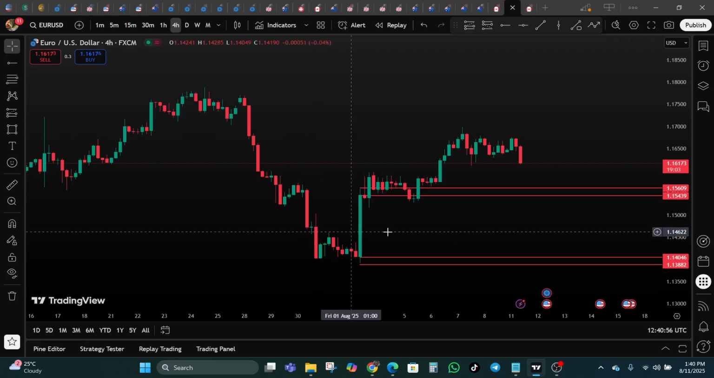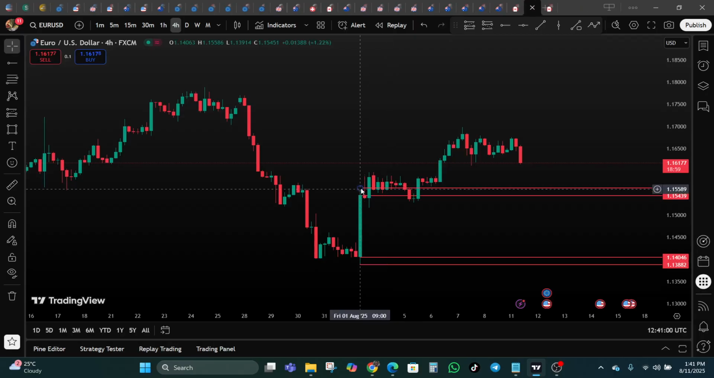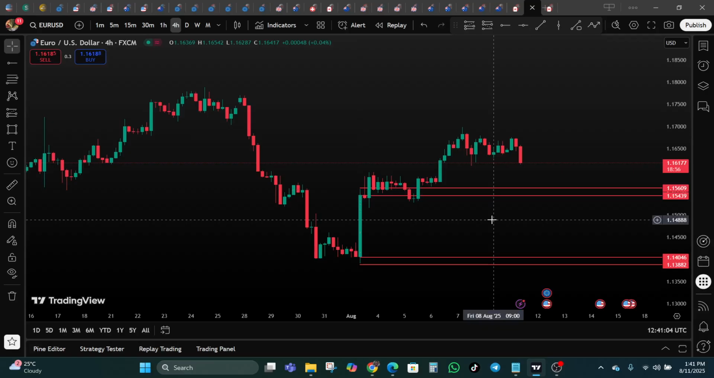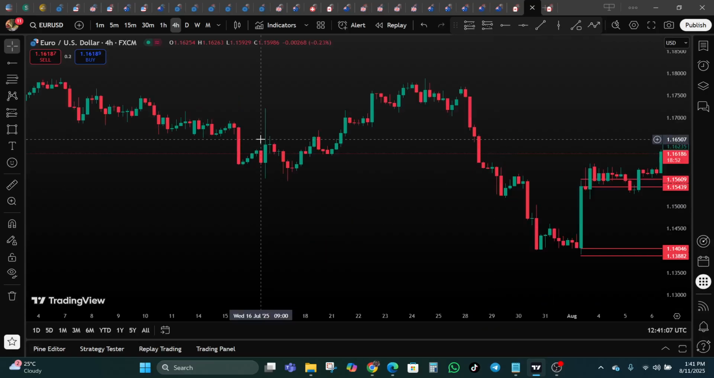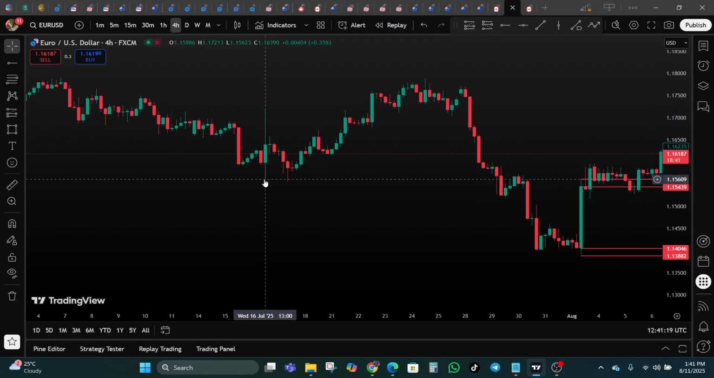Then the wicks show rejection. When you see these shadows, these wicks, these thin lines on the top and the bottom of the candle, they are called wicks. So if you see a long wick at the top, for example, what we see happen here, it means price was pushed up, but sellers forced it back down. If the wick is long at the bottom, buyers stepped in and pushed the price back up.